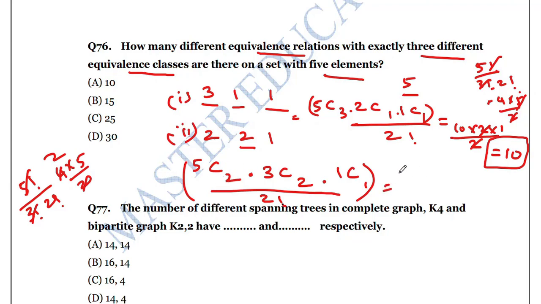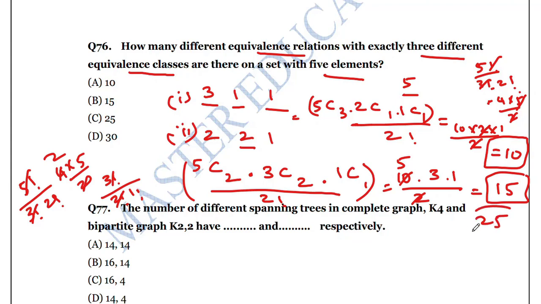Okay. So 10 into 3C2. 3C2 is 3 factorial divided by 2 factorial, 1 factorial. So 2 cancels, 3 will come, right? So 1C1 is 1. So divided by 2. If we cancel 2, 5 2s are 10, 5 3s are 15. So 10 plus 15, that is equal to 25. The answer is option C, 25.